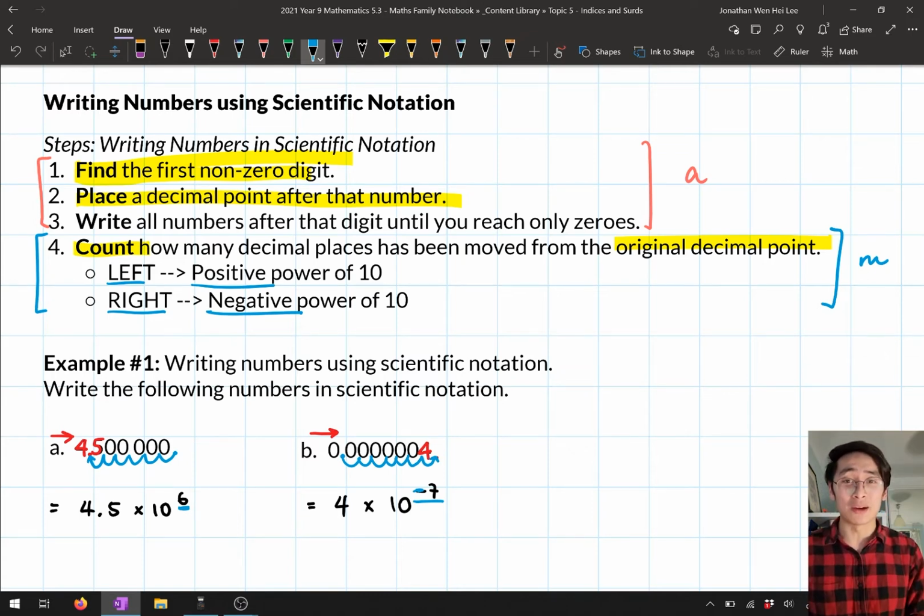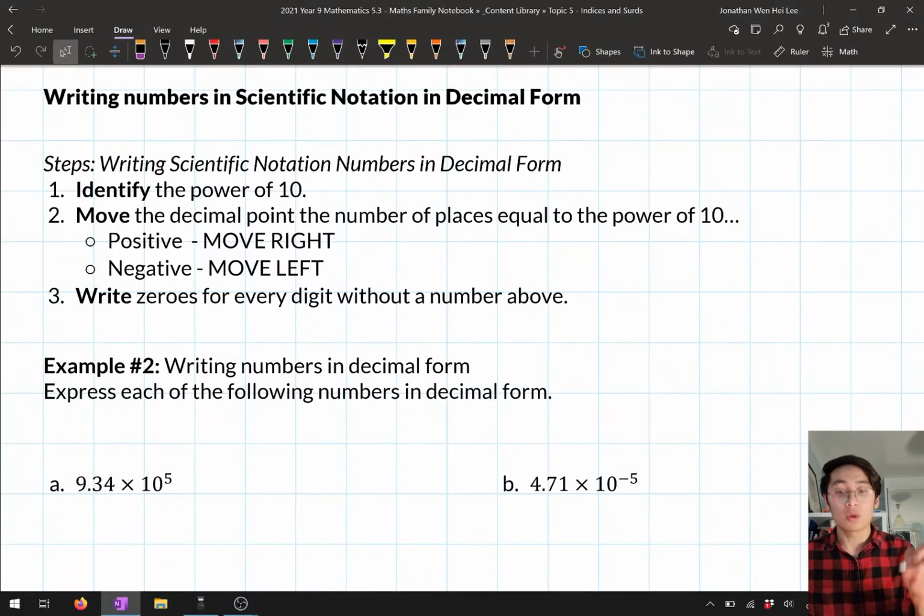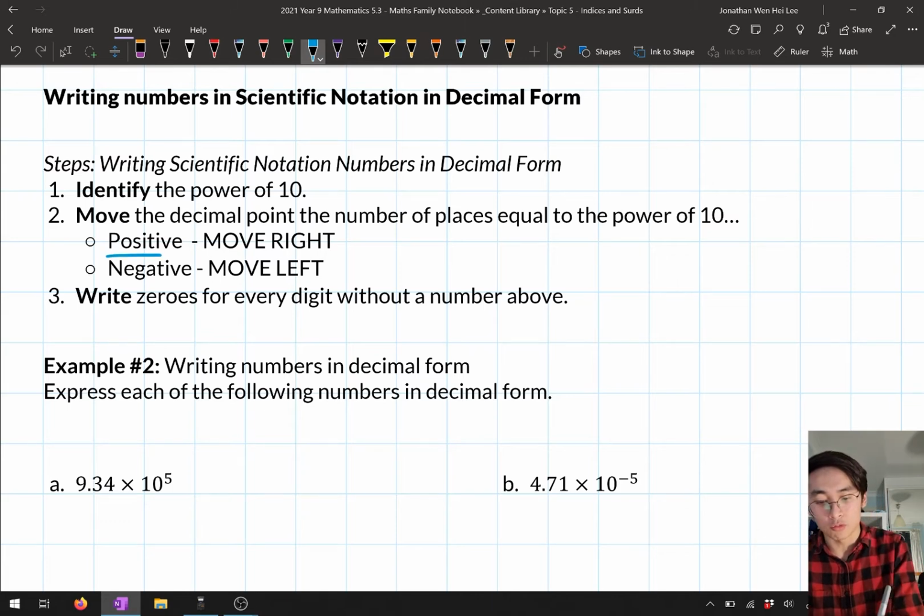Now, the other thing that we need to be able to do is work backwards and actually write numbers that are in scientific notation back in decimal form. The way that we do this is we use the steps in reverse. First I identify the power of 10, so have a look at the index of the 10 in your scientific notation. Then we move the decimal point. We look at where the decimal point is in our A, and if it's a positive power of 10, we move it to the right. And if it's a negative power of 10, we move it to the left.